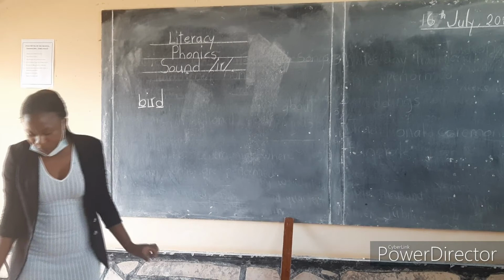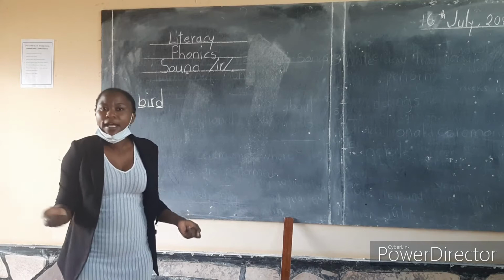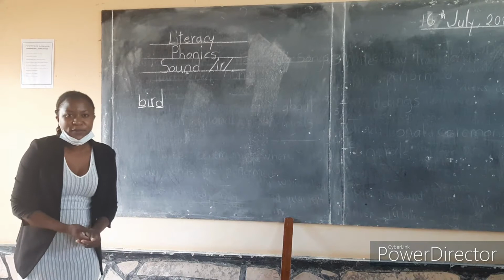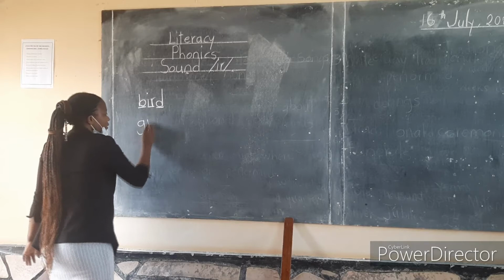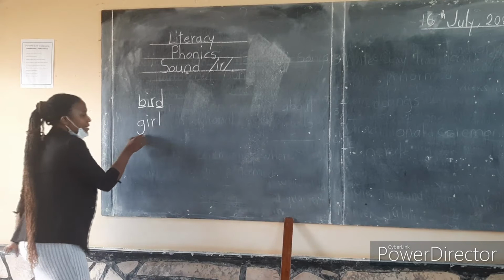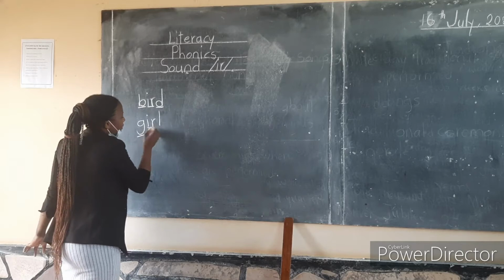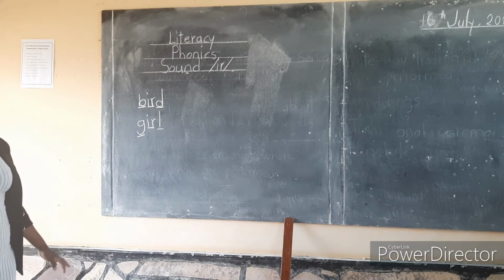Are we together? I like wearing skirts. I have hair. I wear dresses. What am I? Yes, very good. Girl. So in the word girl, we have sound, and the sound of the day, sound D. Girl. Very good.